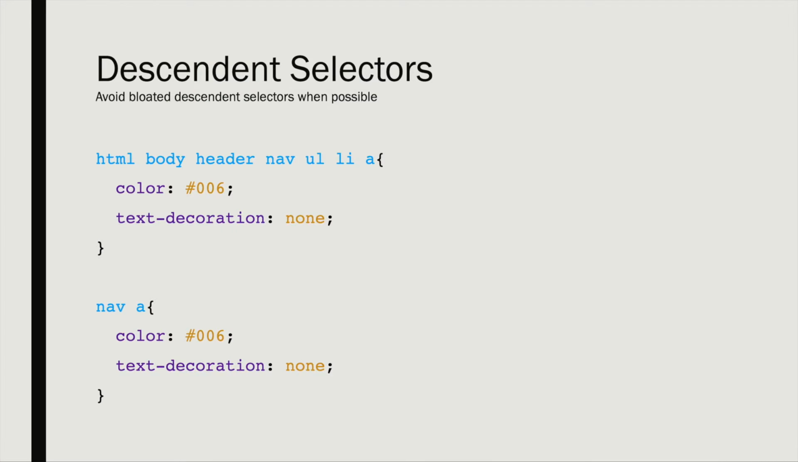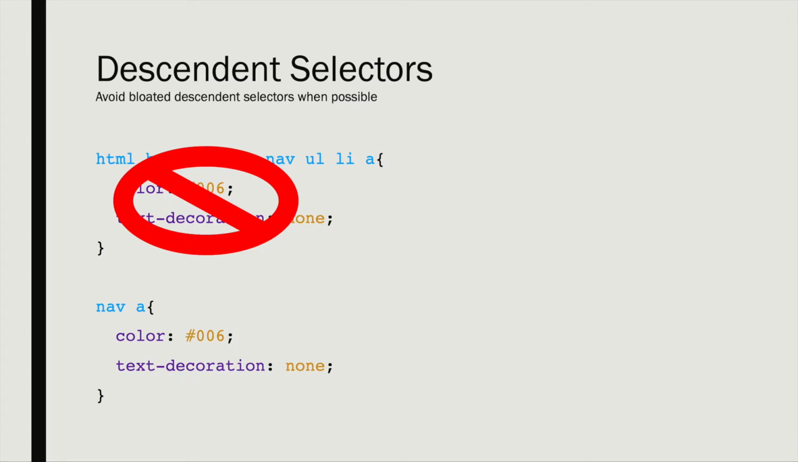However, when it comes to descendant selectors, make sure to avoid bloated descendant selectors when possible. So instead of starting with the HTML, then going into the body, then the header, then the nav, then the UL, then the LI, then the A, you can make it nice and short by just saying nav and A. You are specifying the nav element as the parent of the anchor tags, and then the anchor element as basically a child of the nav. You are specifying the anchor tags inside the nav to make it easier for the browser to identify, instead of starting from the root element, the HTML, and then breaking it down from there. Makes it easier for you, makes it easier on the browser, makes it easier for everyone.